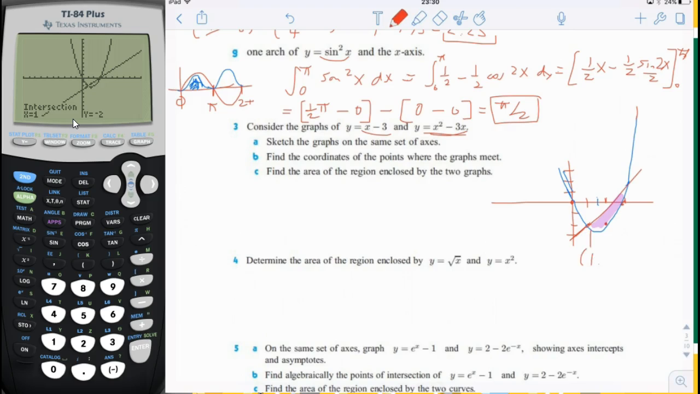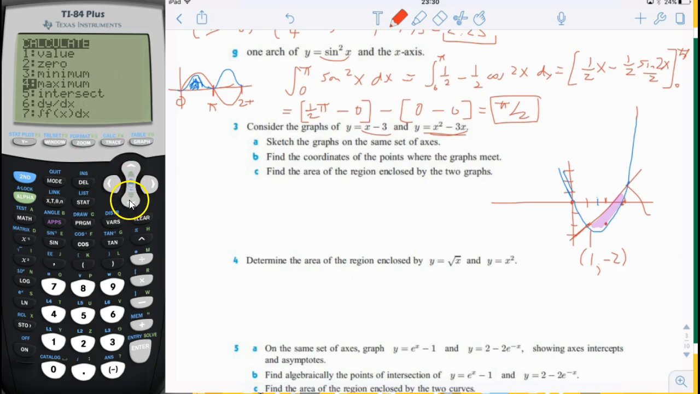1 comma negative 2. And the other one is this one here. Let's try to find that one. We'll do second, calc, intersect, and then first curve, yes, second curve, yes. And then to guess, we're going to move it closer to the second intersection. We hit enter, and the other intersection is 3 comma 0.